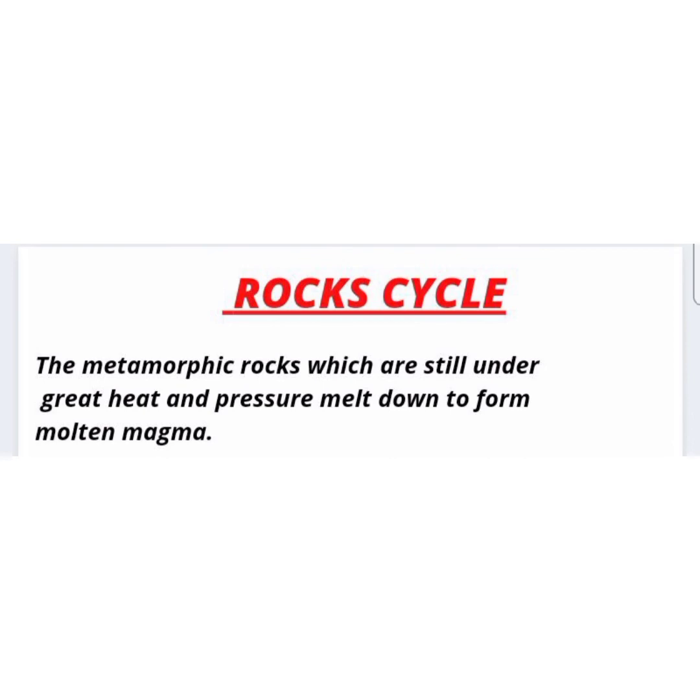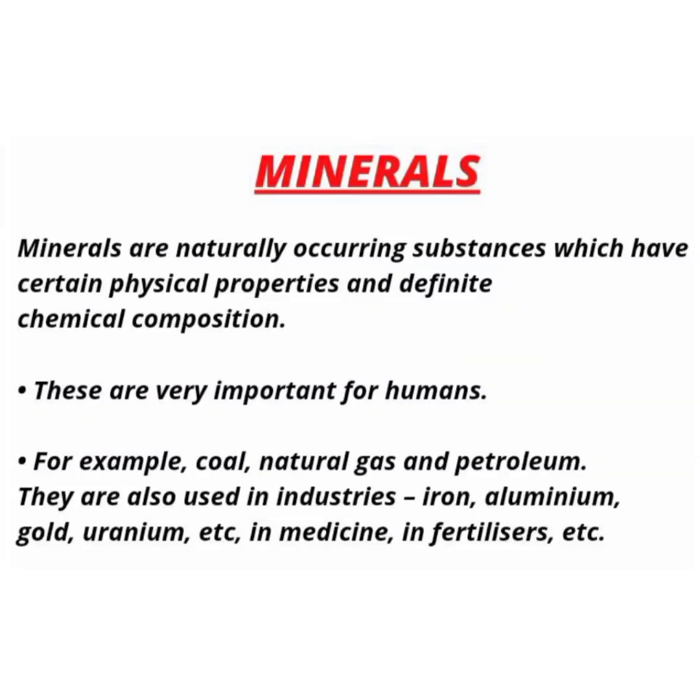Now we will discuss minerals. Minerals are naturally occurring substances which have certain physical properties and definite chemical composition. They are very important for humans. For example, coal, natural gas, petroleum. They are also used in industries, such as iron, aluminium, gold, uranium, etc., and also used in medicine and fertilizers.